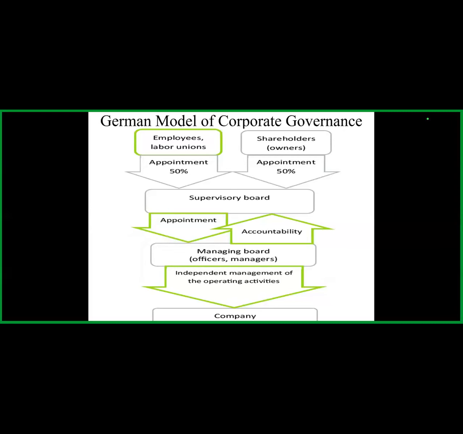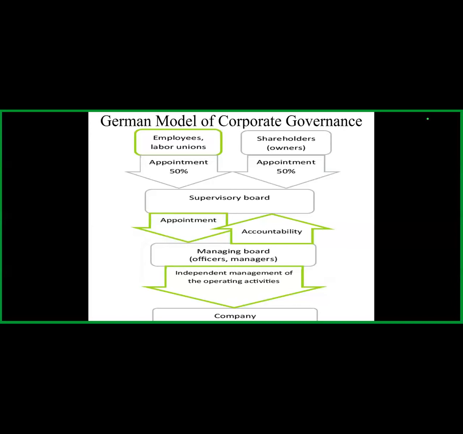But here in the German model of corporate governance, the appointment is to be made on a different note, and that is that the employees and labor union of a particular company enjoy a right that they can appoint 50% of the directors on the supervisory board, whereas the shareholders can appoint the remaining 50% of members on the supervisory board.